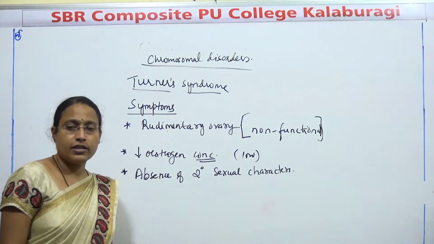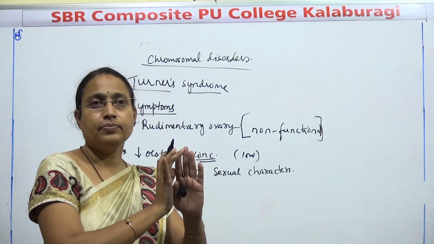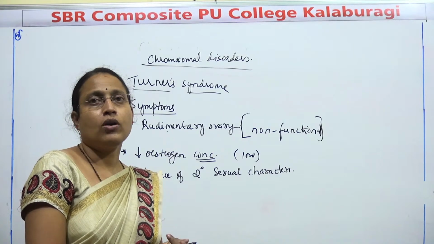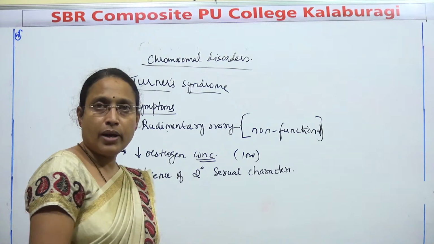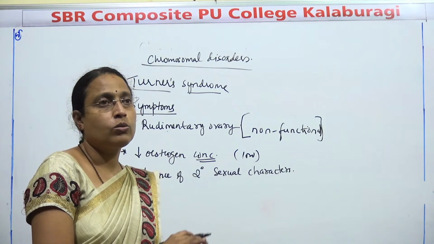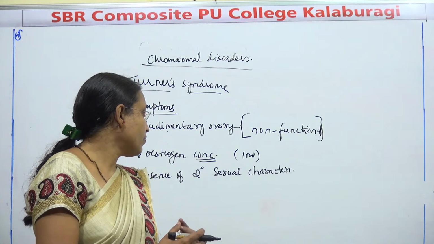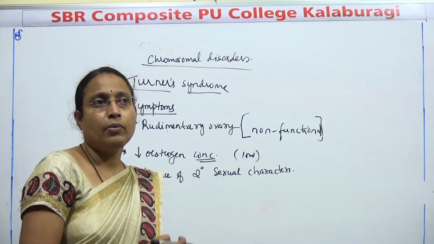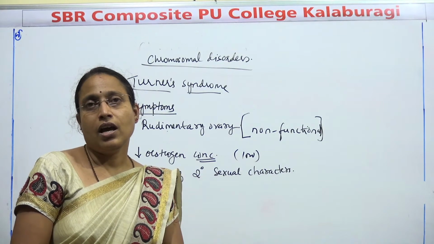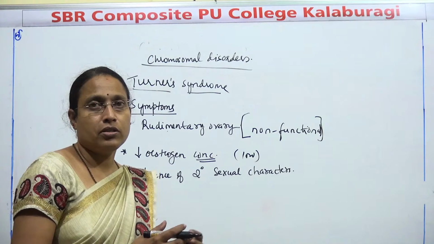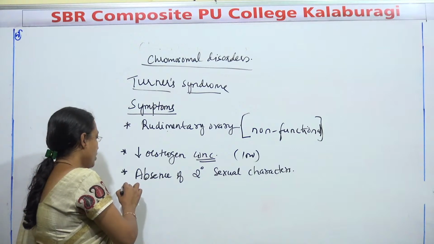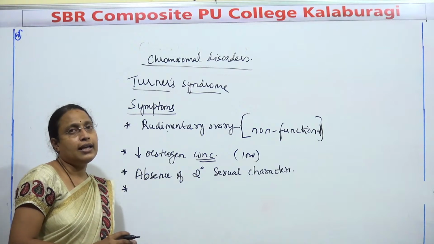Now, what are the secondary sexual characters? The pelvic bone becomes broader, but here it does not become broader, and the breast will be underdeveloped, and the chest will be broad and shielded, and will also have a web. The development of pubic hair and other hairs during secondary sexual characters are not normal in this case because of decreased estrogen concentration. So there is absence of secondary sexual characters.